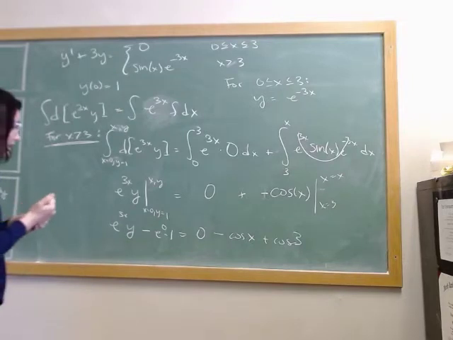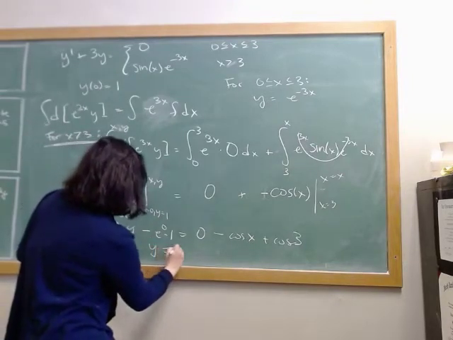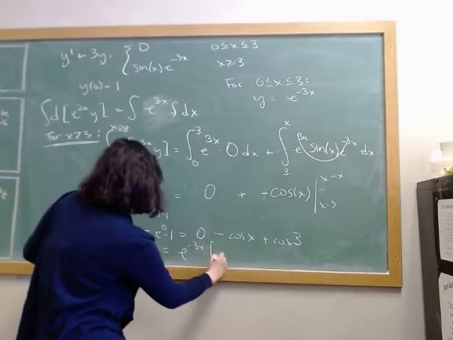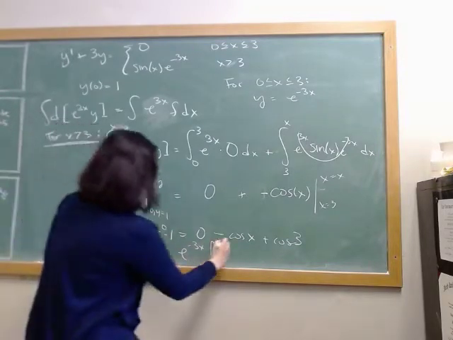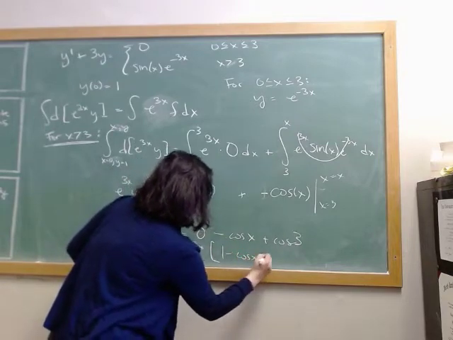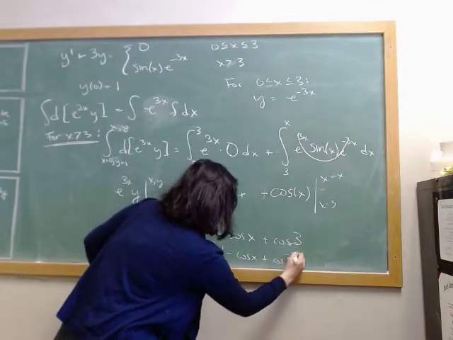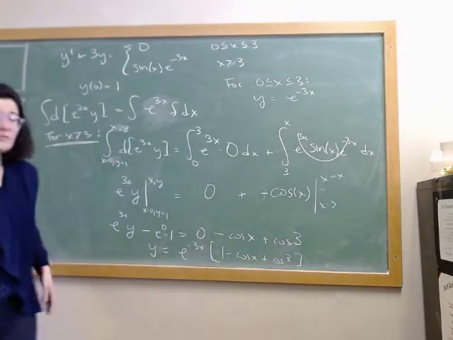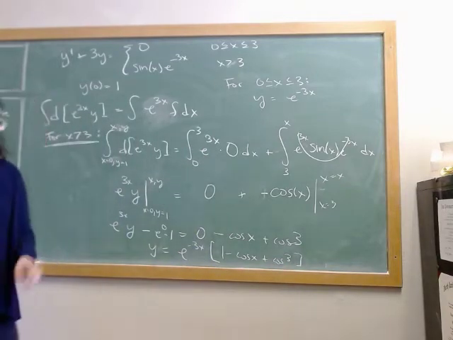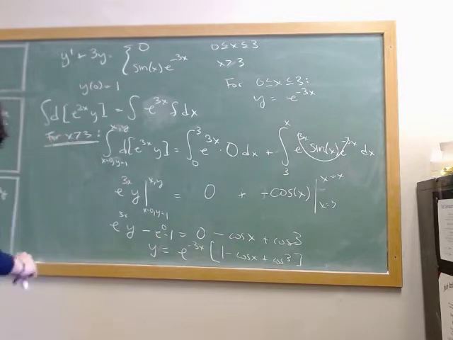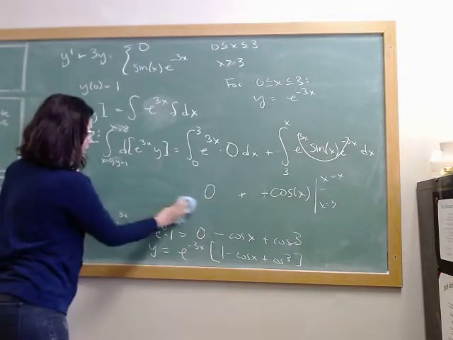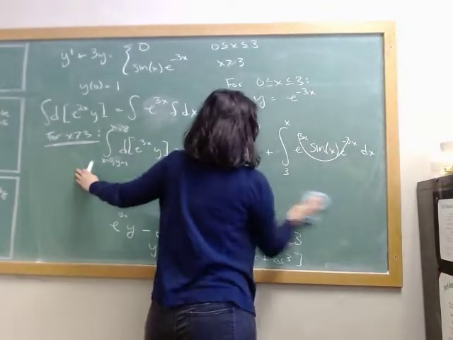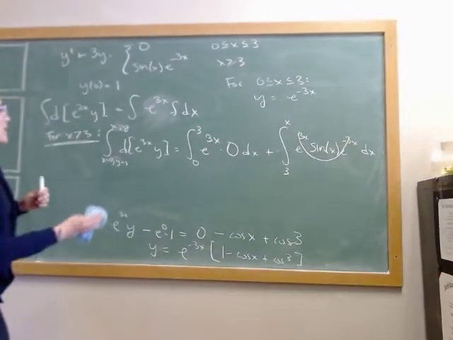And then I could go ahead and solve for y. y is e to the minus 3x all times e to the 0 times 1 is 1. Move that 1 over to the other side. 1 minus cosine x plus cosine 3. That's my solution. Something that's going to feel more natural to a lot of you is not doing it with definite integrals, and that's okay too. So let's go ahead and try it that way instead.